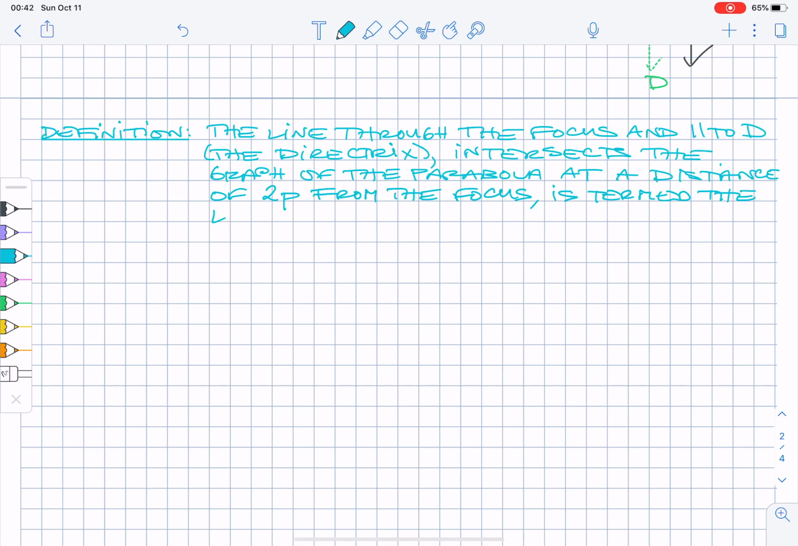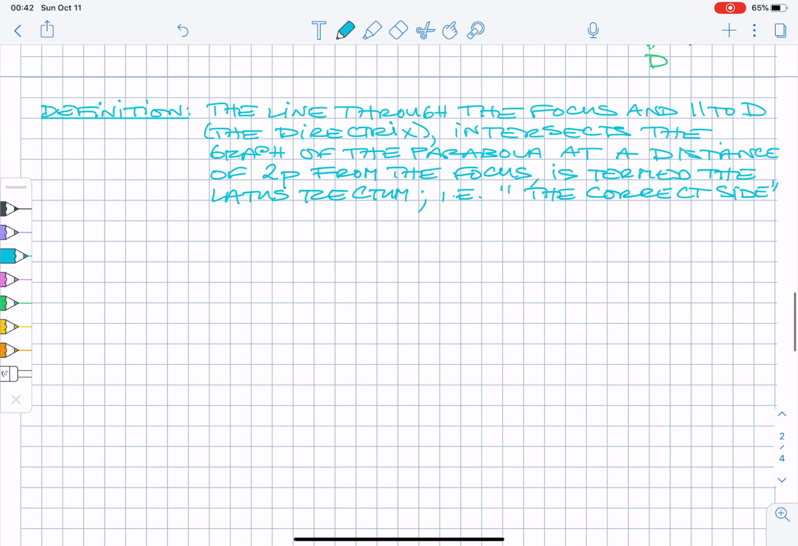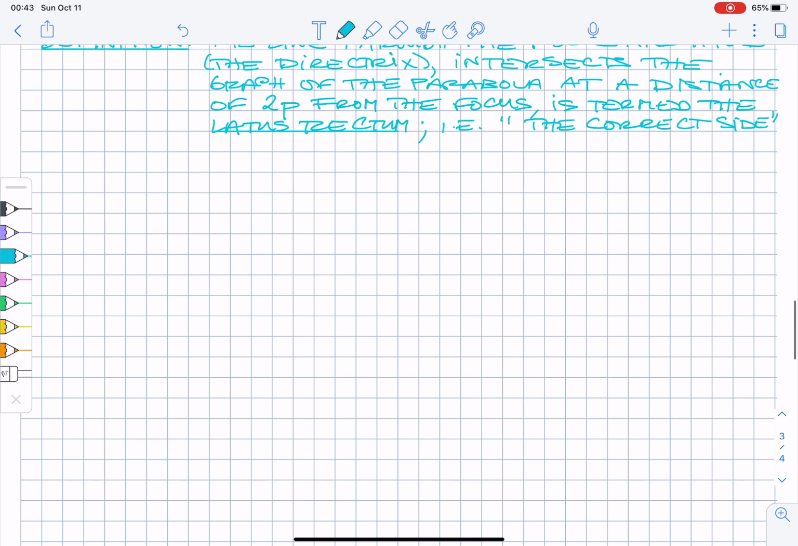The line is termed the latus rectum, which roughly translates as, that is, id est, the correct side, because it's giving us which side the parabola is on. The correct side. Okay, so it's called the latus rectum. That's what the line is called. Wow, okay. Now that I've got that, let's consider the following.